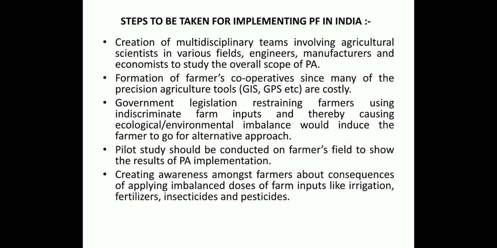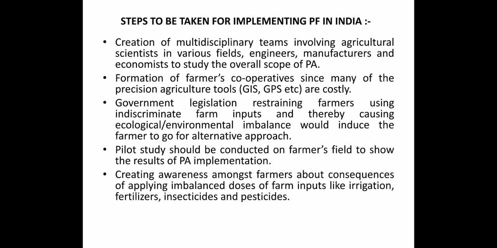The next one, steps to be taken for implementing PF or precision farming in India, that is creation of a multidisciplinary team involving agricultural scientists in various fields, engineers, manufacturers and economists to study the overall scope of PA. Then the second step is implementation of precision farming through farmers' cooperation or cooperatives, since many of the precision agriculture tools, that is GIS and GPS, are costly. Then governmental legislation restraining farmers from using indiscriminate farm inputs, which cause ecological and environmental imbalance, will induce the farmers to adopt an alternative approach. Then pilot studies should also be conducted in farmers' fields to show the results of PA. These are the steps to be taken while implementing PF in India.